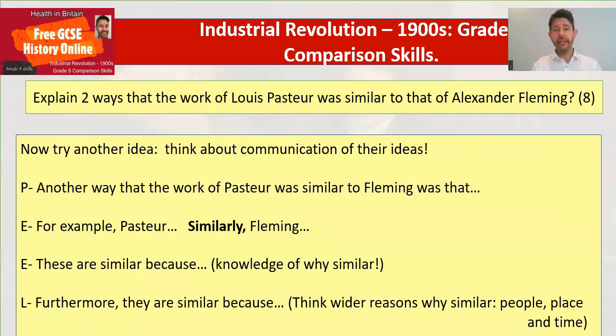Maybe it's communication and the work other people then finished. Maybe it's the experiments they did. Have a go at a second idea.